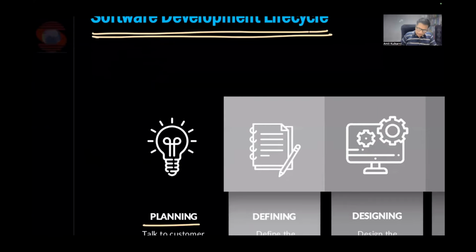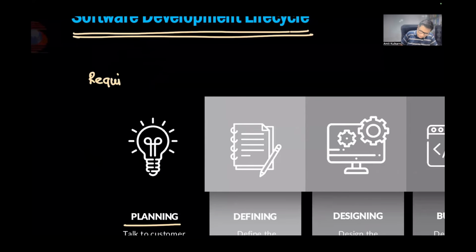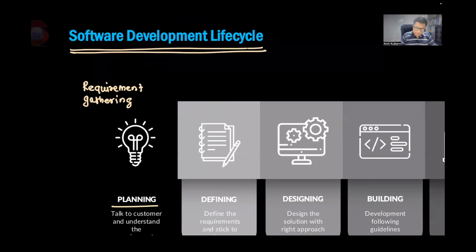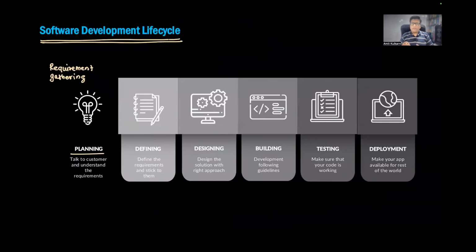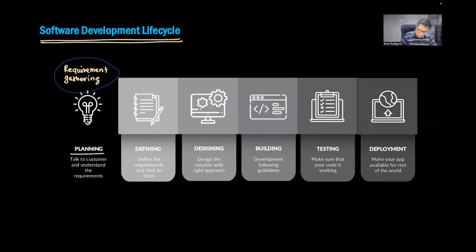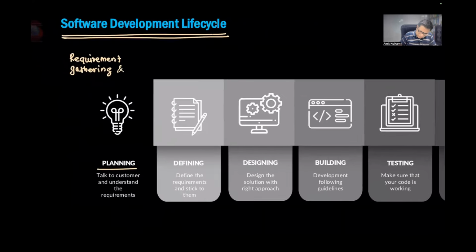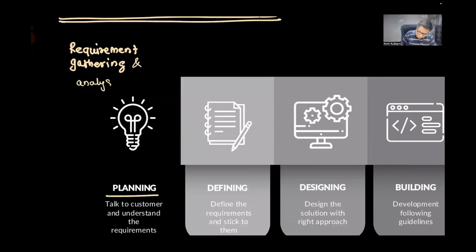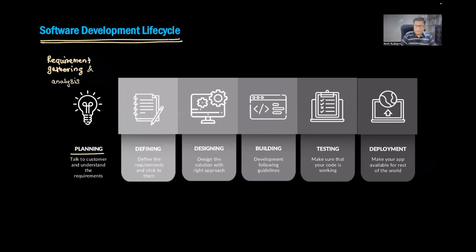What do you do there? In the planning part, you start with requirement gathering, which means you start getting the requirements from your customers. You start understanding what they are looking for, and accordingly you prepare those requirements. So this is the very first stage where the requirements will be gathered and analyzed. They are the two jobs of the planning stage: requirement gathering and requirement analysis. Understanding the requirements is very important before you take any decision.